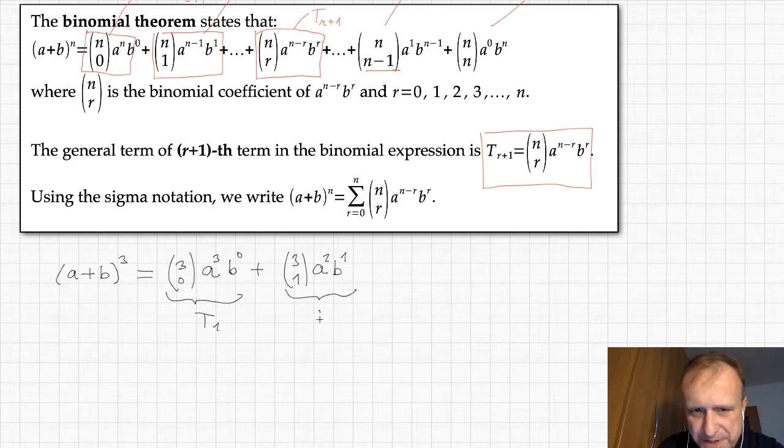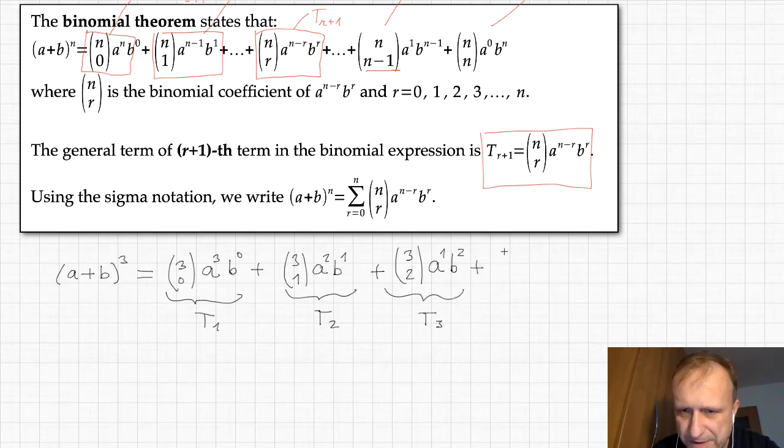So this was the t2, plus the third term should have 3 choose 2, times a to the power 1 less than 2, which is 1, times b to the power 1 more than 1, which is 2, plus, and actually this was the third term, and plus 3 choose 3, so you see the last term, n choose n, times a to the power of 0 times b to the power of 1 more than here, to the power of 3. So this was the fourth term.